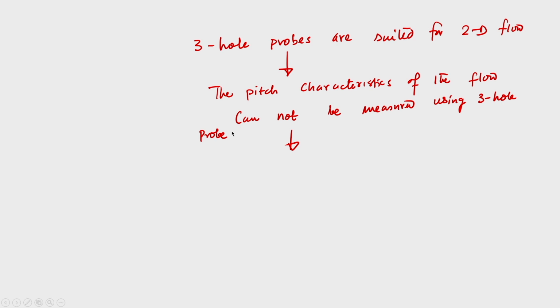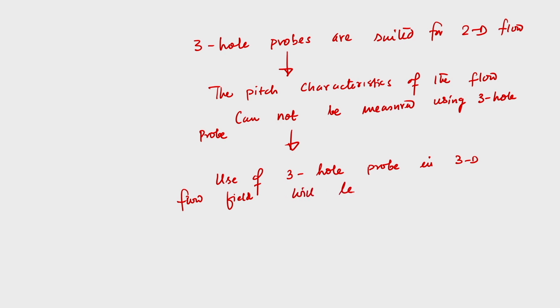So, if we place it for measuring flow quantities, flow parameters in a 3-dimensional flow field, then what will happen? That means use of a 3-hole probe in a 3-dimensional flow field will lead to very appreciable error.